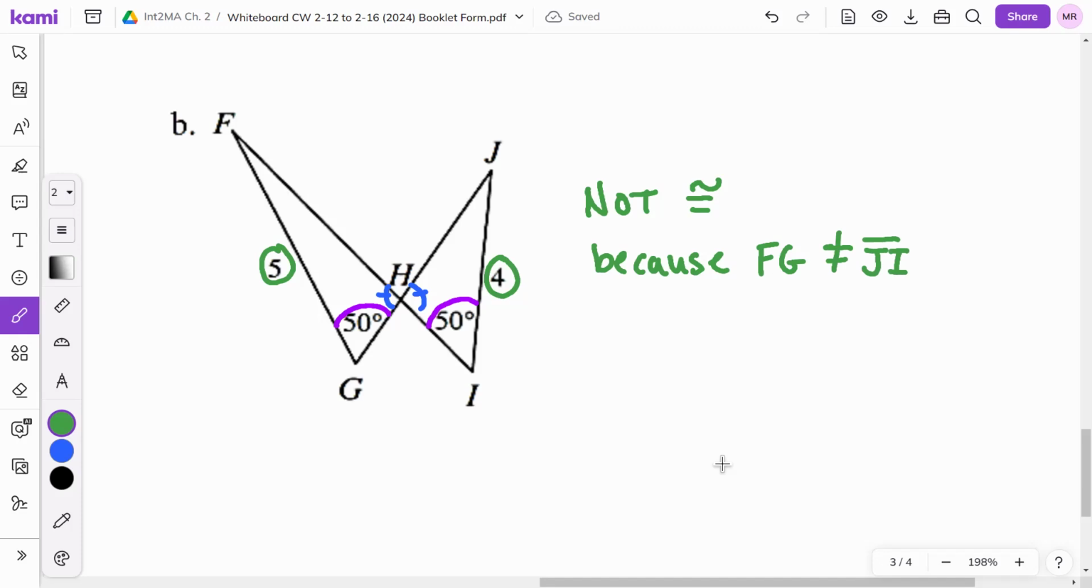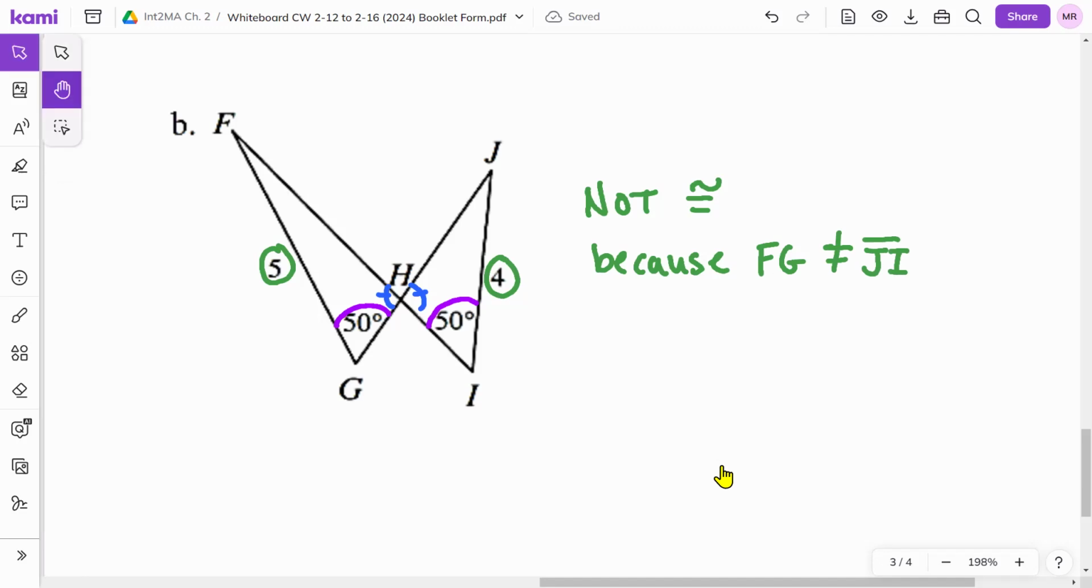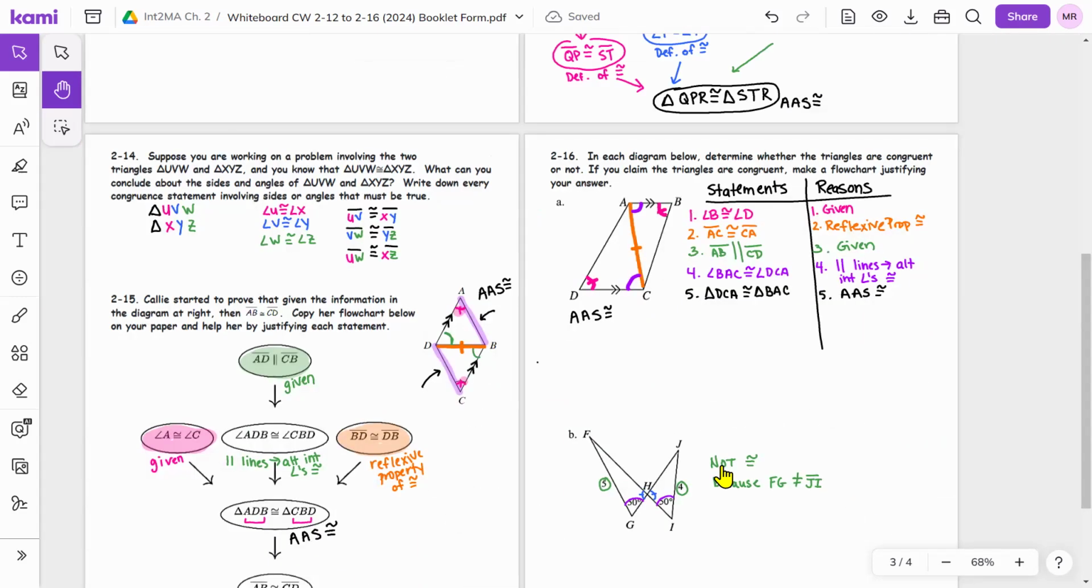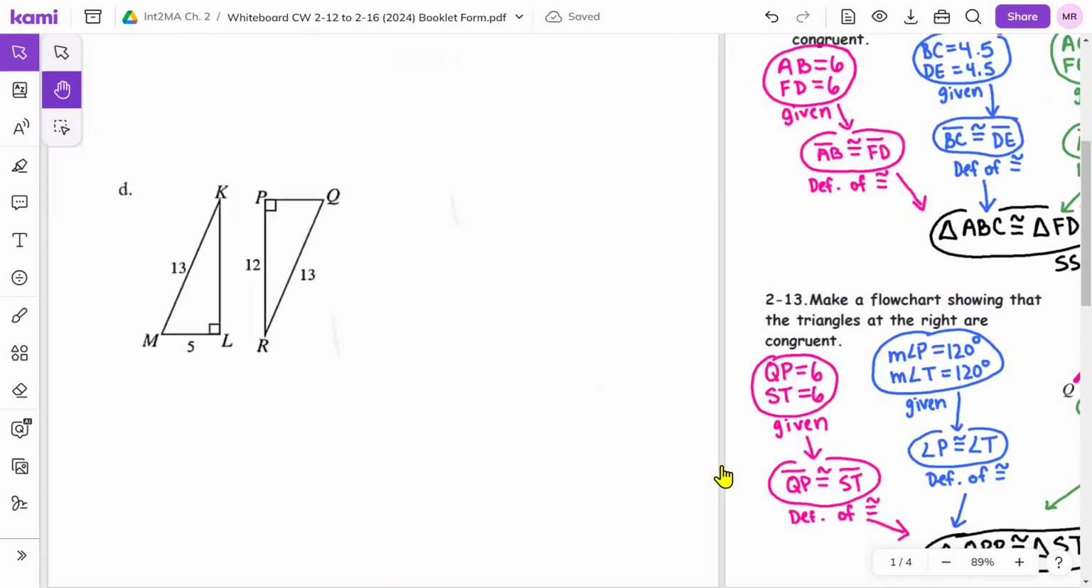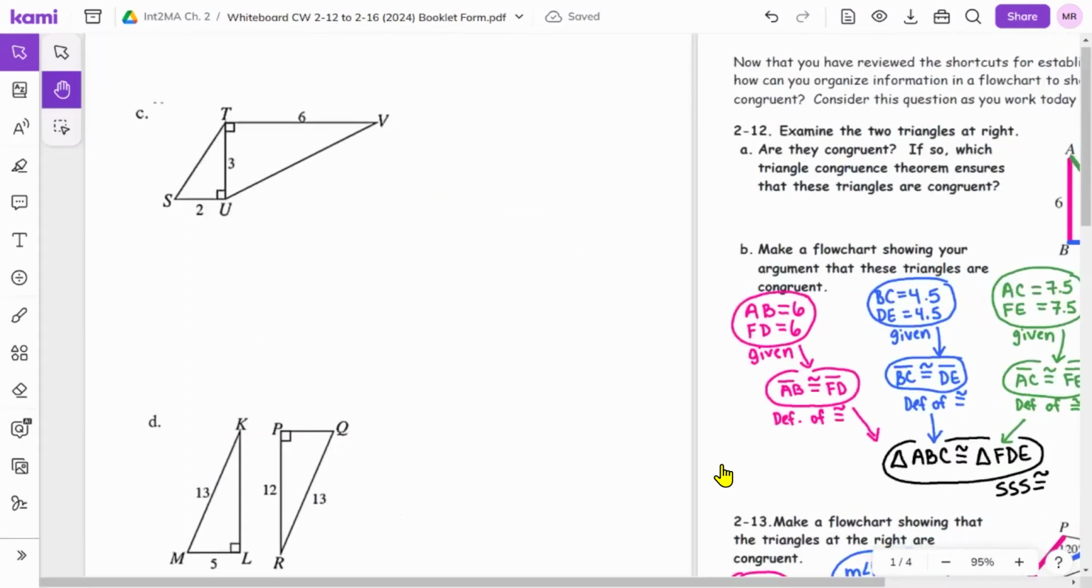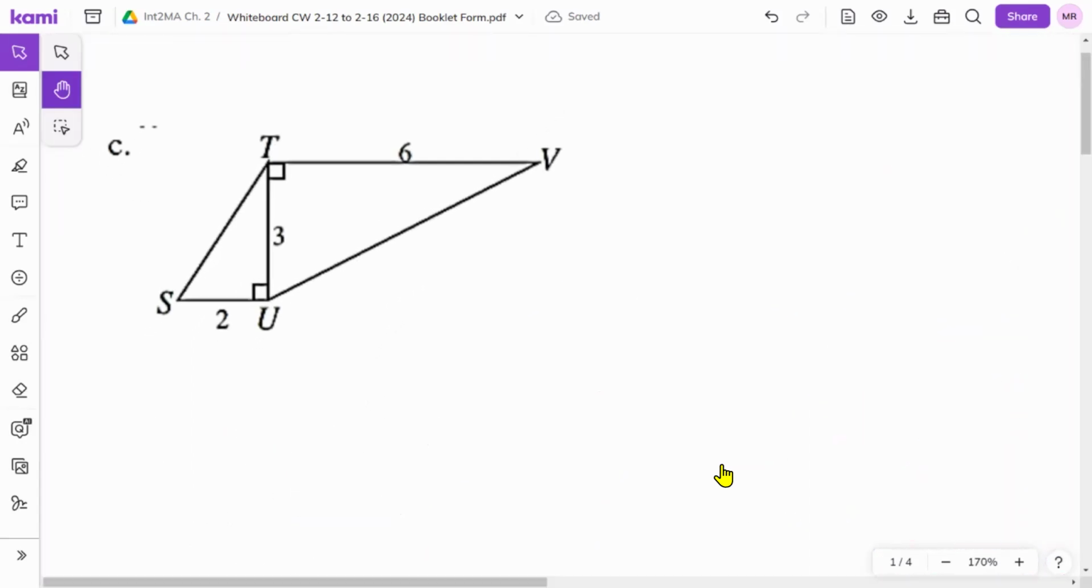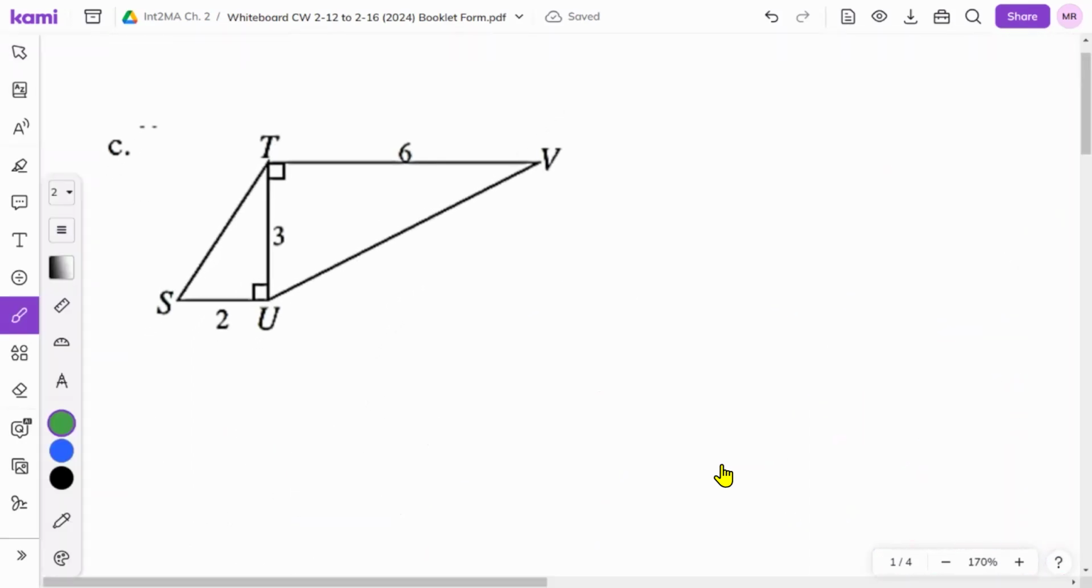So let's take a look. We're done with that one. So let's take a look at 16C. That's going to be on the back of your worksheet. So this one here, I notice that I do have a right angle.